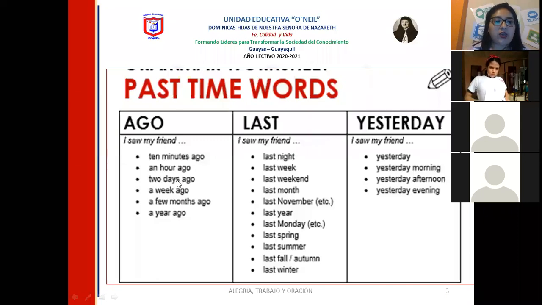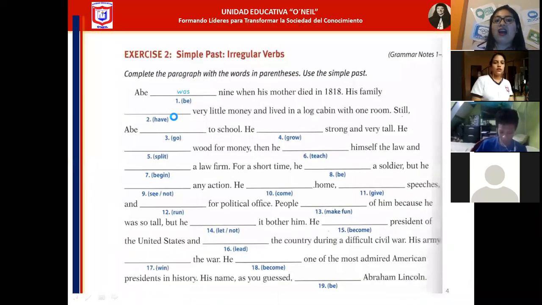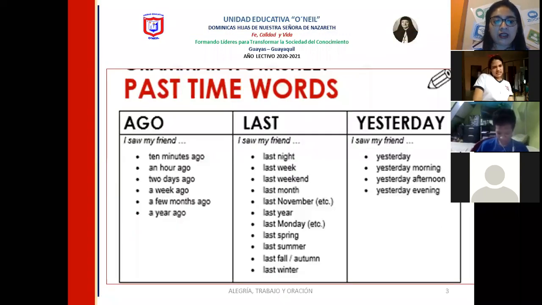Okay, let's continue. Everybody, look at "ago". I saw my friend 10 minutes ago, an hour ago, 2 days ago, a week ago, a few months ago, and a year ago. And that means "ago", hace. ¿Qué significa "ago"? Hace tantos minutos, hace tantas horas. I use here 2 hours ago, for example. Aquí puedo cambiar con más días. Sí, no puedo decir solamente 2 días, hace 2 días, sino que puedo decir 3 days ago. Okay. Acá también puedo decir a few years ago o a few weeks ago. Okay, que significa hace.